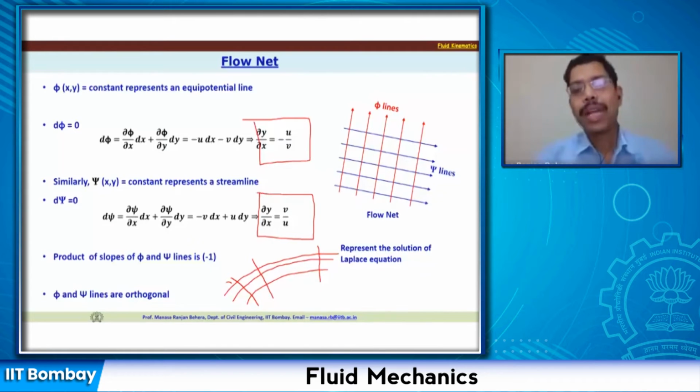Earlier it used to be applied quite a lot, but nowadays with the development of numerical models and computational facilities, we are not doing a lot of this by hand, but we need to understand the properties and its usefulness. So now let us look at some other properties of flow net.